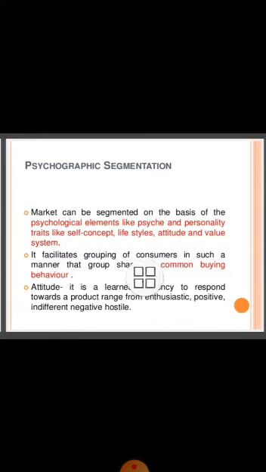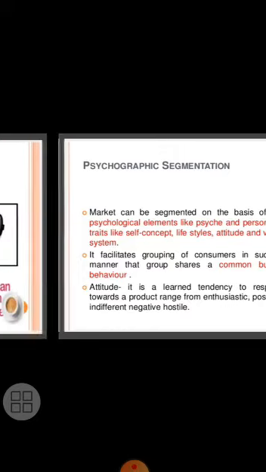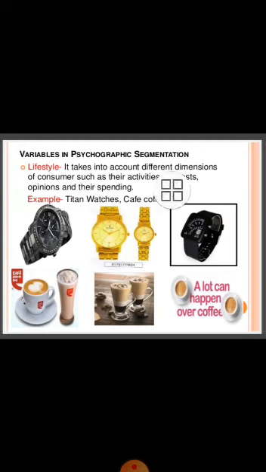So it facilitates grouping of consumers in such a manner that the group shares a common buying behavior and attitude. It is a learned tendency to respond towards a product, ranging from enthusiastic, positive, indifferent, and negative, hostile. So here you can see how the market has been divided on the psychographic basis. On the basis of the lifestyle, it takes into account different dimensions of consumers, such as their activities, interests, opinions, and their spending. For example, the watches and the cafe.